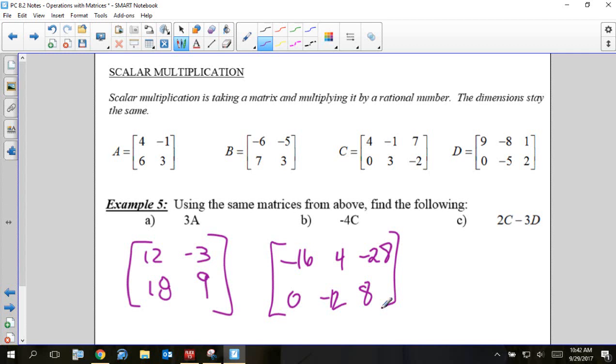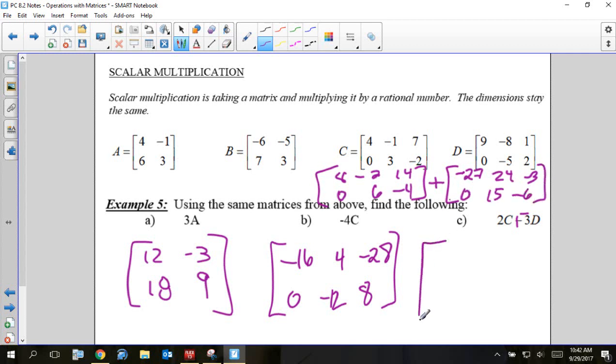Or, did anybody in here multiply by -3 instead of multiplying by +3? Did anybody do that? Me too. I multiplied by -3 and I added them instead. So you could do that also. Okay, if I multiply this one by 2, we get 8, -2, 14, 0, 6, -4. And then I'm multiplying this one by -3 so I can add them. So -27, 24, -3, 0, 15, -6. And then add them together, our final answer would be -19, 22, 11, 0, 21, -10.